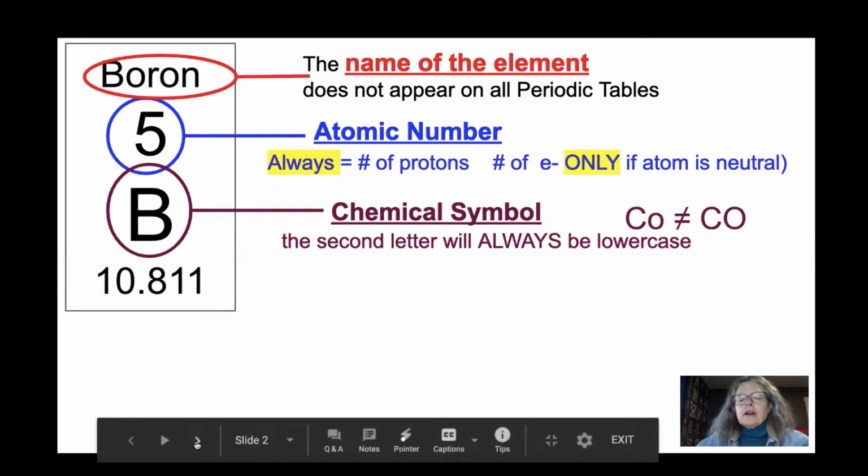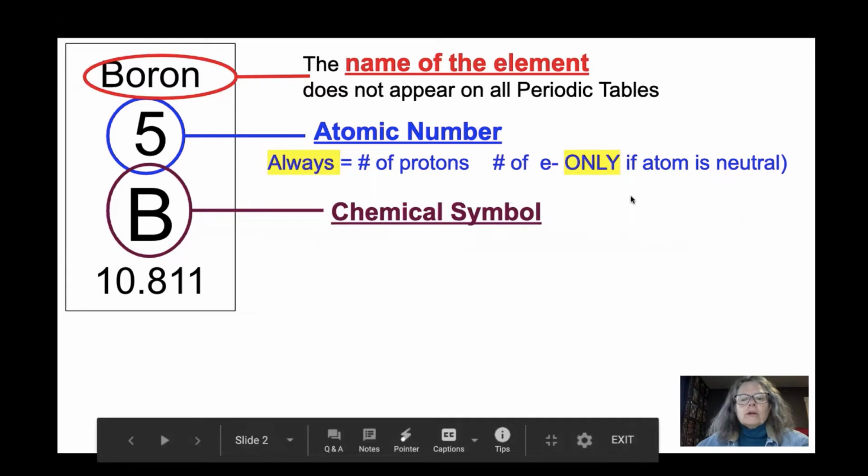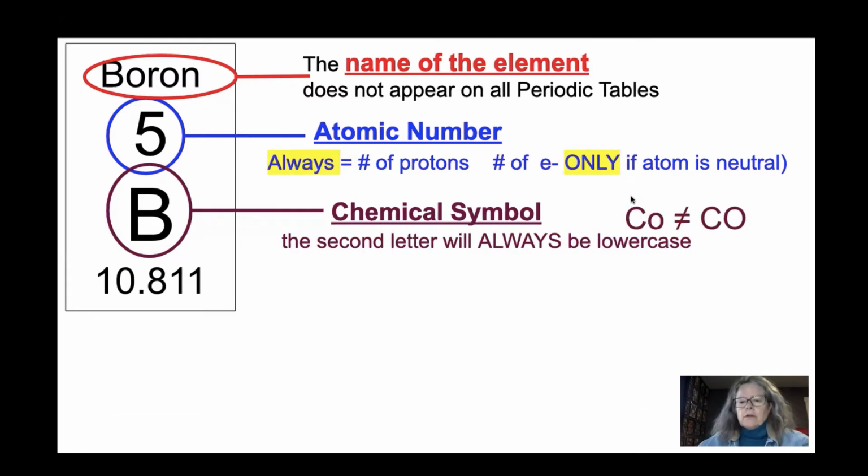So now it's either a capital letter or a capital and a small letter. If you look over here, you can see capital C, lowercase o is for cobalt, which is not the same thing as carbon monoxide, which is capital C, capital O. So especially for those of you who always write in caps, it's not going to work here because you have to indicate that second letter as a lowercase.